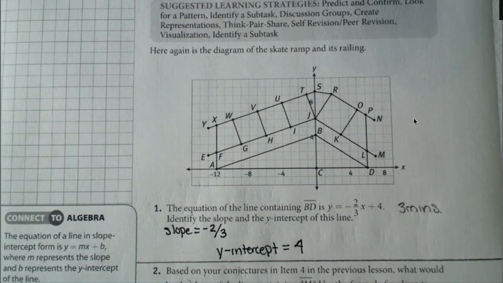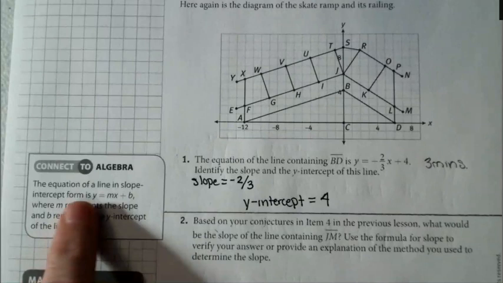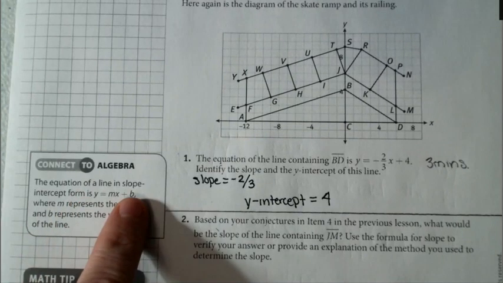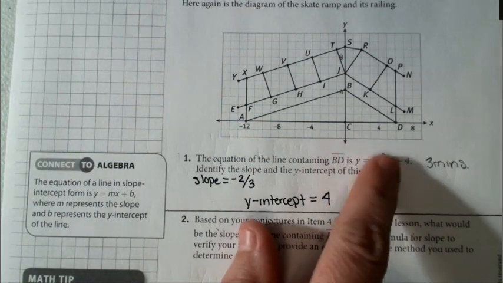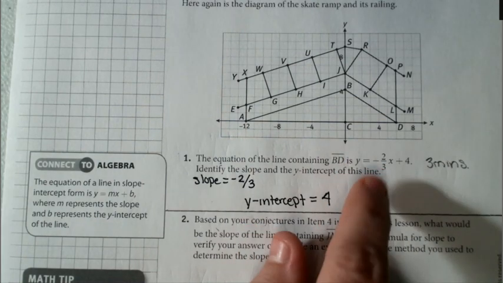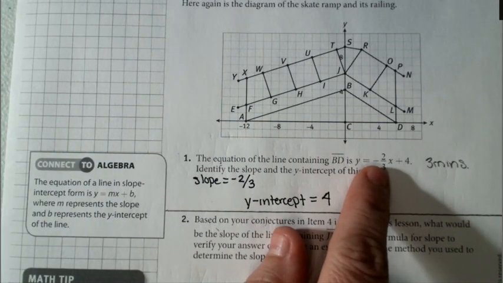The answers to question number 1 have now been provided. The answer for the slope is negative 2 over 3. The y-intercept is positive 4. Now, if we're just given the equation, recall that if it's written in this formula, y equals mx plus b, m represents the slope. So the coefficient of x is my slope. So in this case, that was negative 2/3.